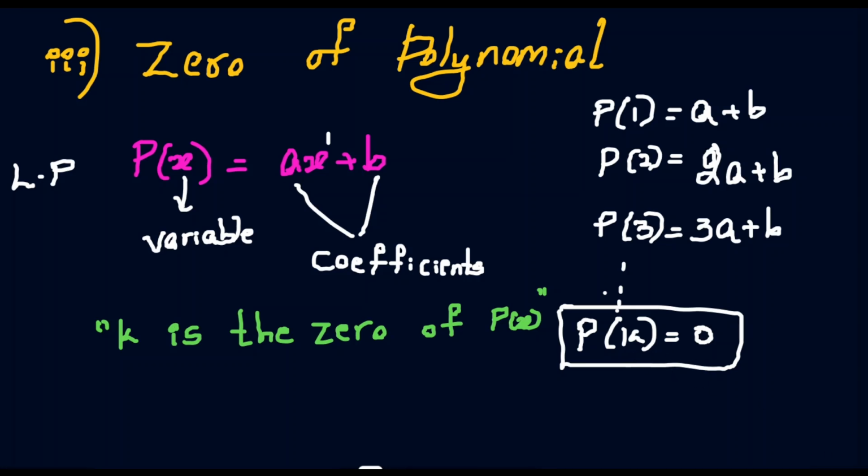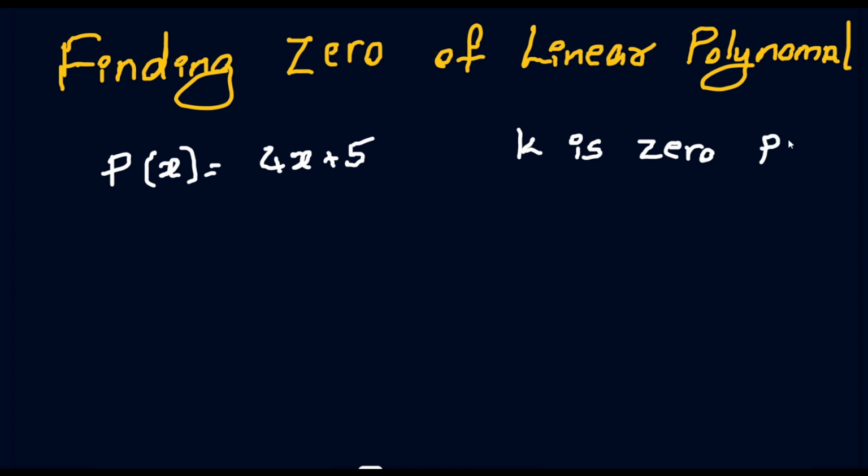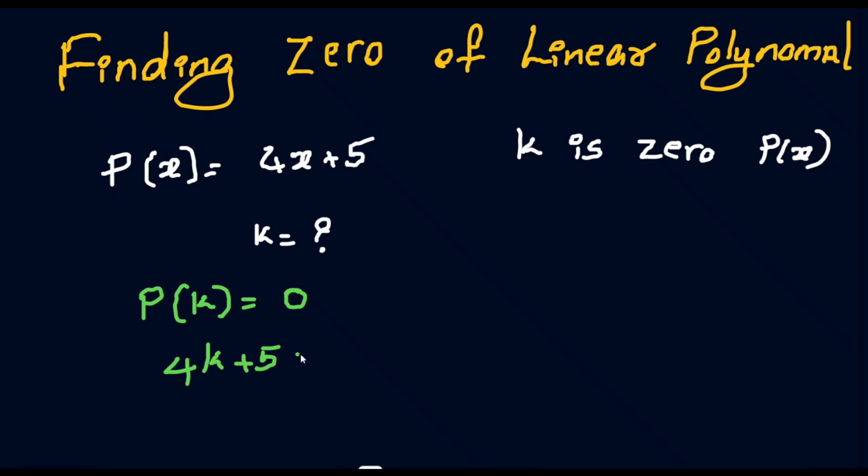So that's what we are discussing: how to find it. For example, here I have considered a linear polynomial, that is 4x plus 5. And here they are saying that k is the 0 of this polynomial, k is the 0 of p of x. Now, can we find this k value? Of course, we can, because we already know the condition. For k to become a 0 of the polynomial, when we substitute this k value, it has to give us 0, right? So when we substitute it, 4k plus 5 is equal to 0.